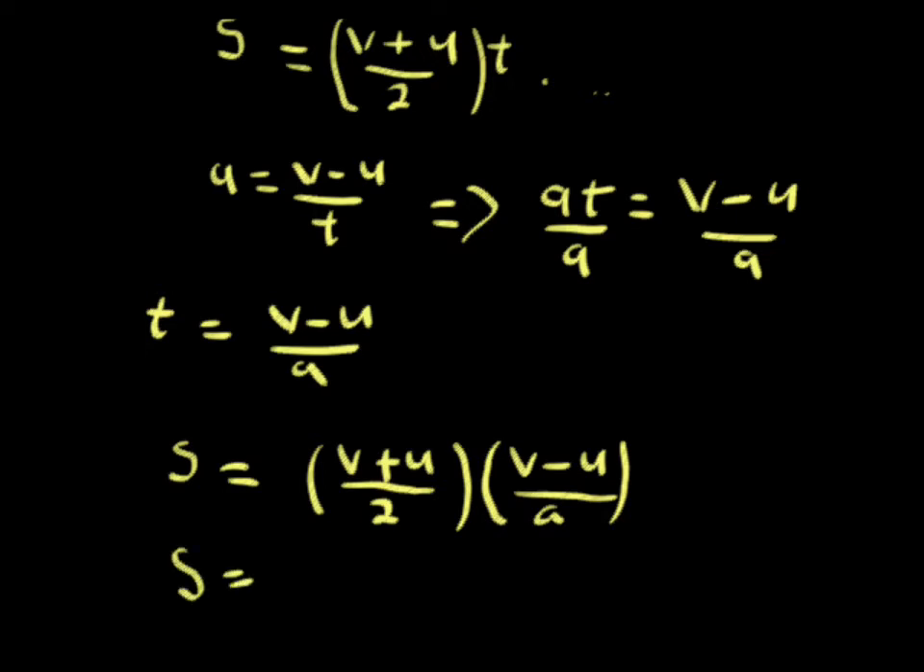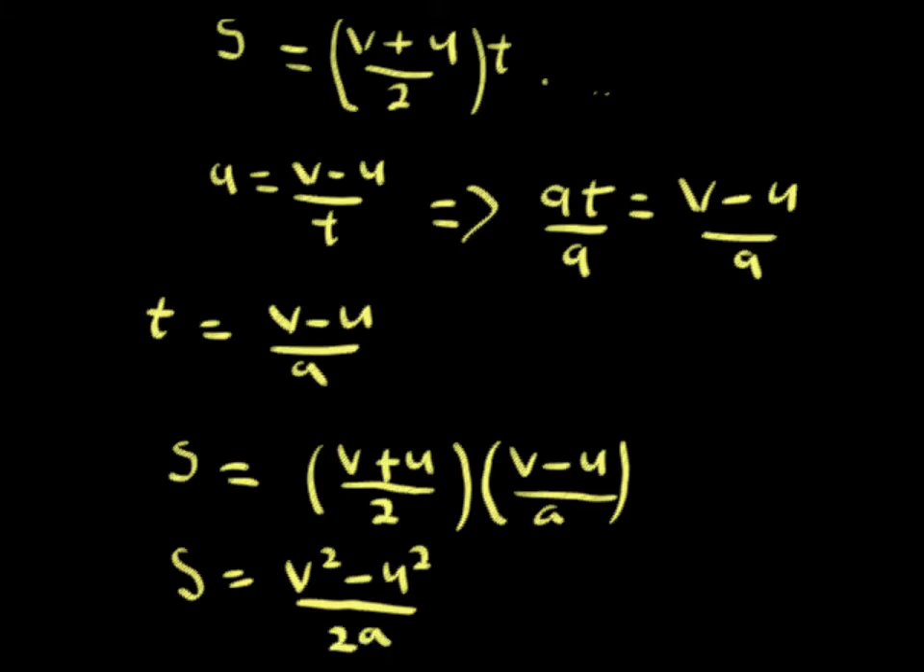Notice that at the top here, we could choose to FOIL out, that's multiply, use v to multiply v here, and use v to multiply u, then use u to multiply v, and use u to multiply u, right? But if you look closely, this will give us a difference of 2 squares, right? So we don't need to stress ourselves trying to FOIL out. We can just write that as v square minus u square. This right here is a difference of 2 squares. So divided by 2a.